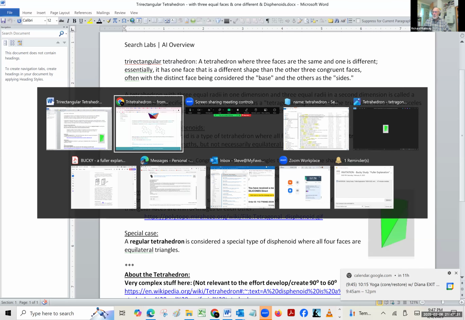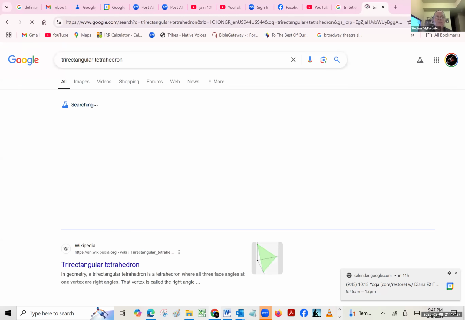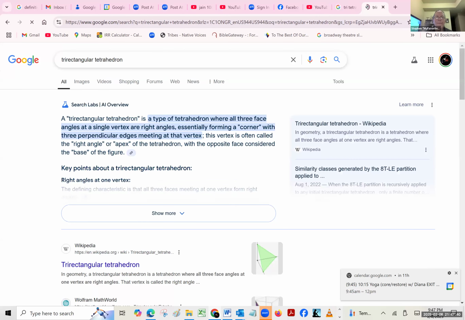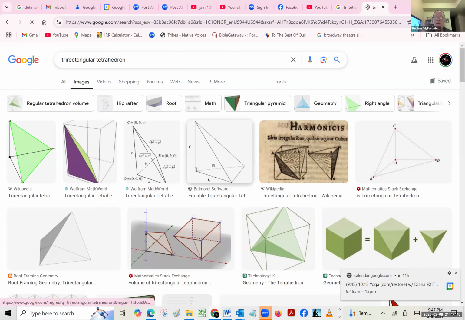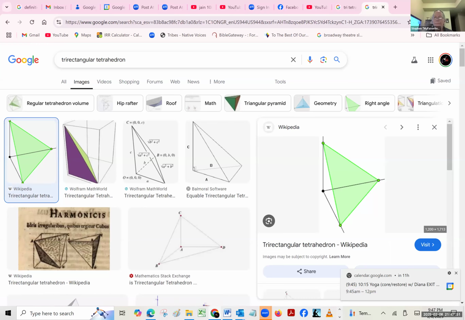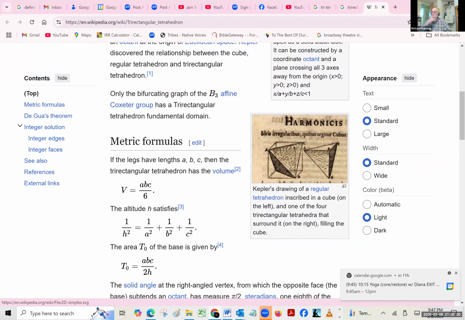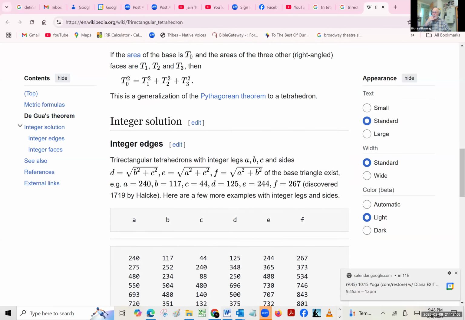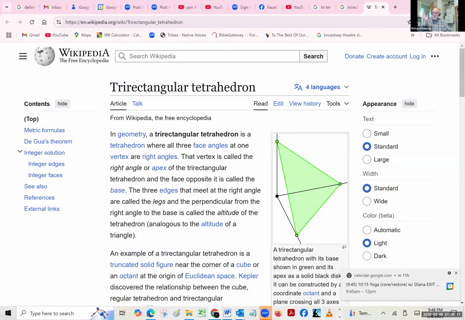So let's see if I can. Let's look for images for this. Okay, so that would be like, here's a tri-rectangular tetrahedron right here. And that's kind of what you and I were getting at the first time we tried this, right, because we were getting a tetrahedral shape, but it was not sort of 60, 60, 60.